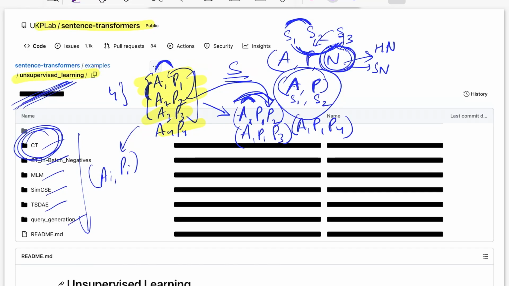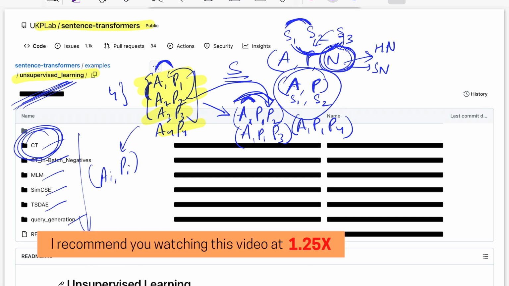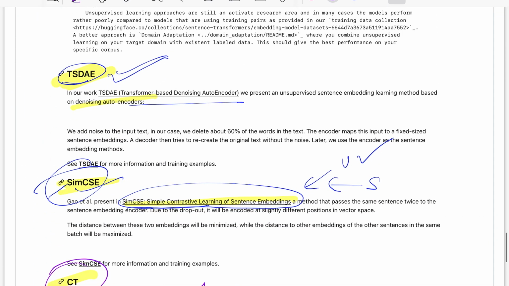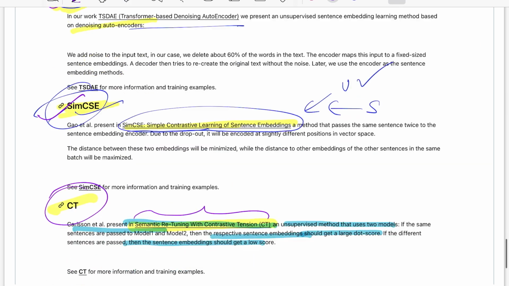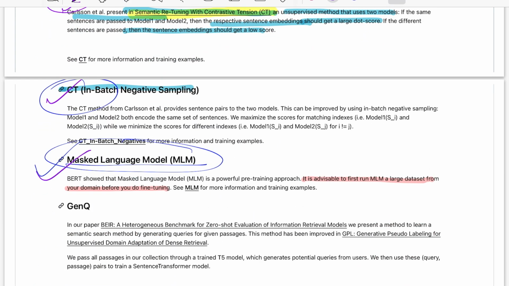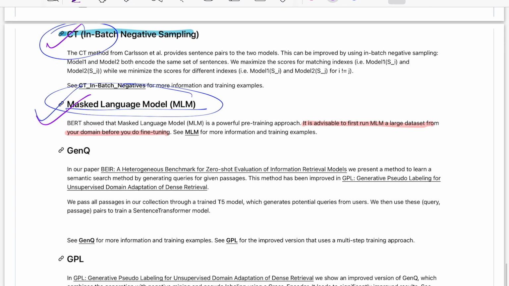So this video is part of the series where I talk about methods or techniques for learning sentence embeddings in an unsupervised fashion. And for that we are following the Sentence Transformers GitHub repo where they have listed a bunch of methods that they have implemented. In the previous videos in the series we have gone through TSDAE, SimCSE, CT, CT with in-batch negative sampling, and masked language modeling. In today's video, we'll be touching on GenQ, which is from the paper BEIR, a heterogeneous benchmark for zero-shot evaluation of information retrieval models.